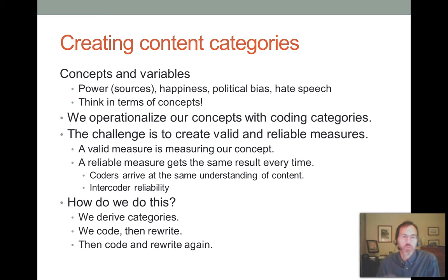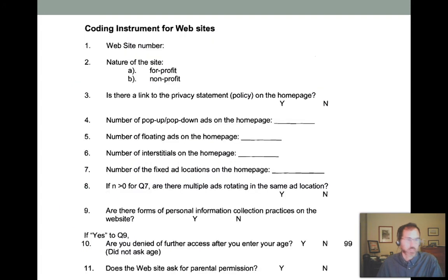So what we do is we derive our categories, just like we write survey questions, and then we code some content, and then we revise those categories, and we go back and forth. We do this labor of research until we arrive at categories that we think are efficient and valid and reliable and workable for us to then go about analyzing some content.